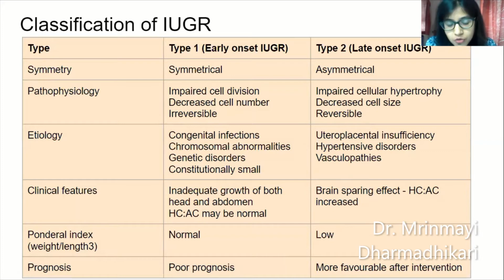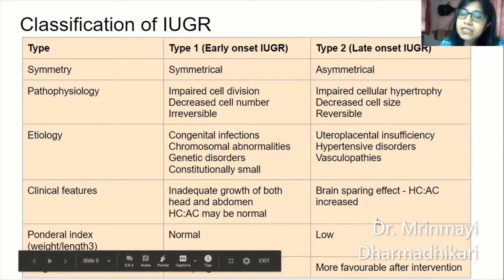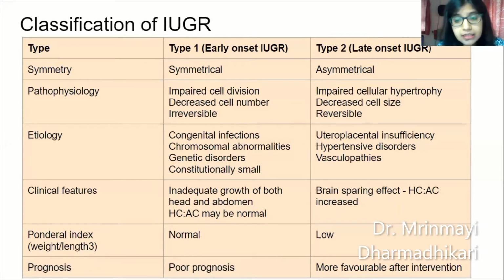their length is also reduced along with their weight. But in type 2 IUGR, the ponderal index is low because their length is normal, but the weight is reduced. Prognosis wise, poor prognosis in early onset IUGR because mainly it is due to irreversible factors, and more favorable prognosis in late onset IUGR, especially after intervention.